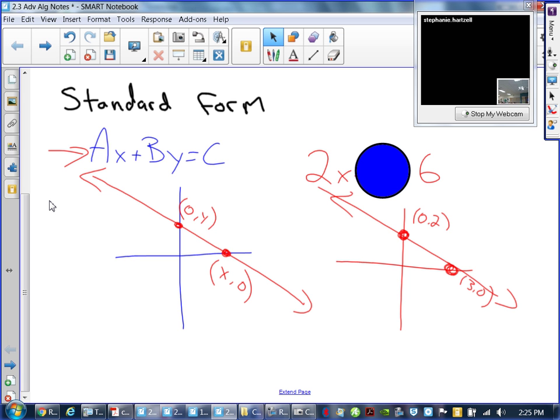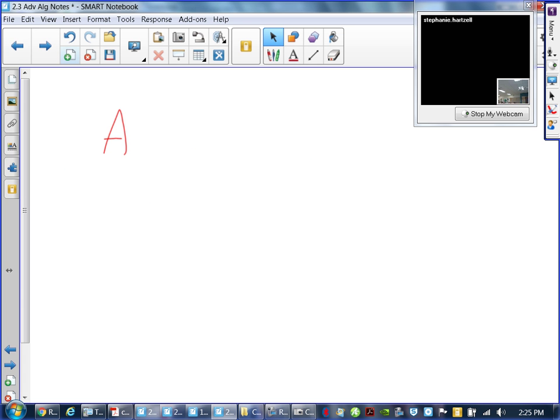Even with this, when you have standard form, what's your slope going to be? How do you find your slope on this one? Think about it. What value would you have to get by itself to determine slope? You'd have to get y by itself, wouldn't you? So basically, you'd have to move the ax, which means how would you move a positive ax?